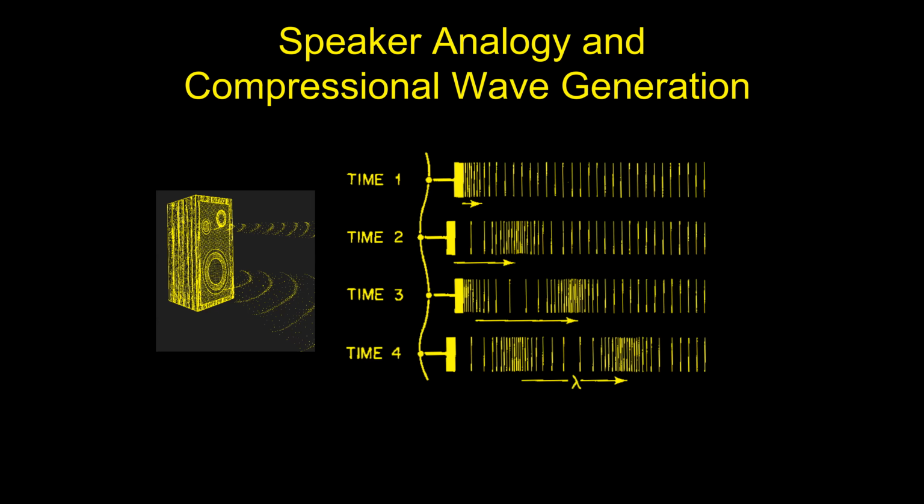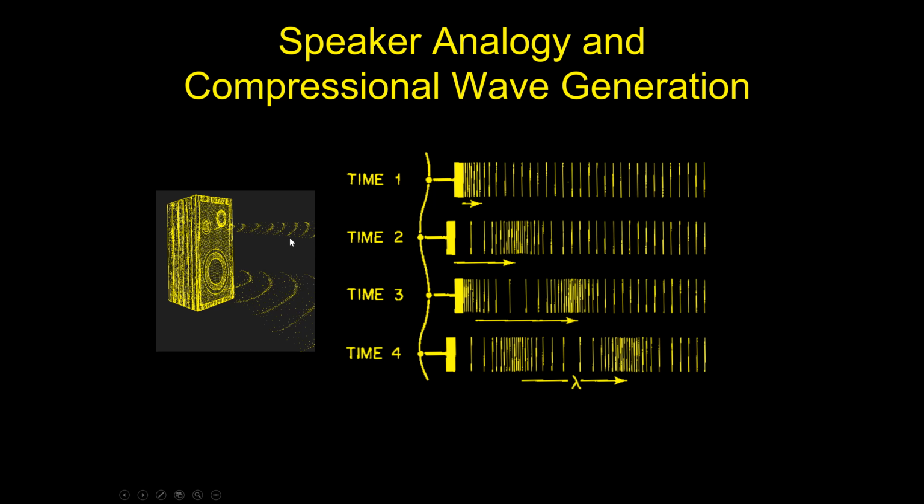Okay, so let's take our speaker analogy one level further. Again, if I have this woofer at time 1, that woofer is going to move out like this, and it's creating this compressional wave of the air molecules in front of it. Over time, that compressional wave, where all of these vertical lines are close together, will propagate forward. So at time 2, that compressional wave has moved forward in the air. At time 3, it's moved forward even more.